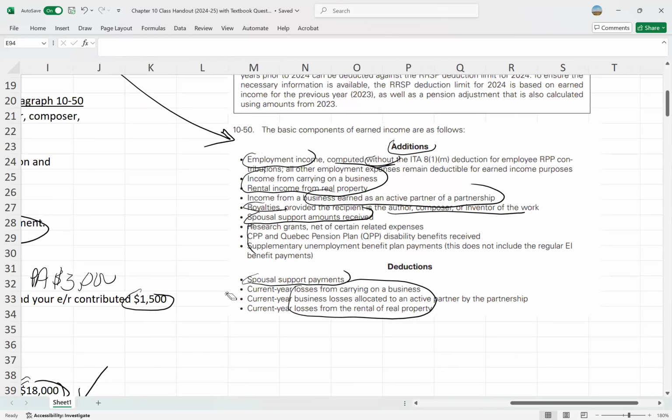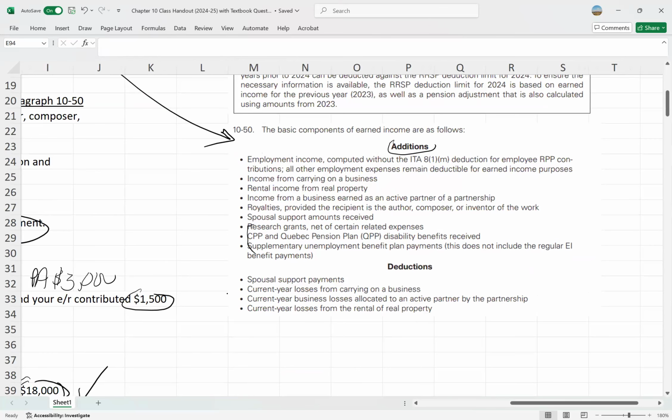So employment income computed without the employee RPP contributions. So it's going to be that 88,000 employment income, and we're going to add back the 2,000 that he put in. Now, he does have royalties. So the royalties from the book that he wrote, we have to add that. He does have spousal support. So that 9,000 in spousal support received, we have to add that as well.